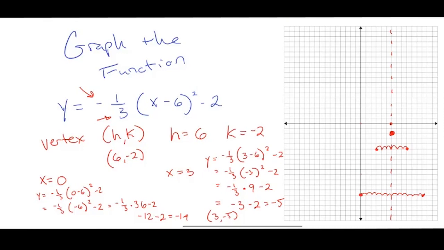And now I will draw my curve, connect all my points, and then I'm going to want to put arrows on the end to show that it goes on forever. And that's how you graph y equals -1/3 times (x minus 6) squared minus 2.